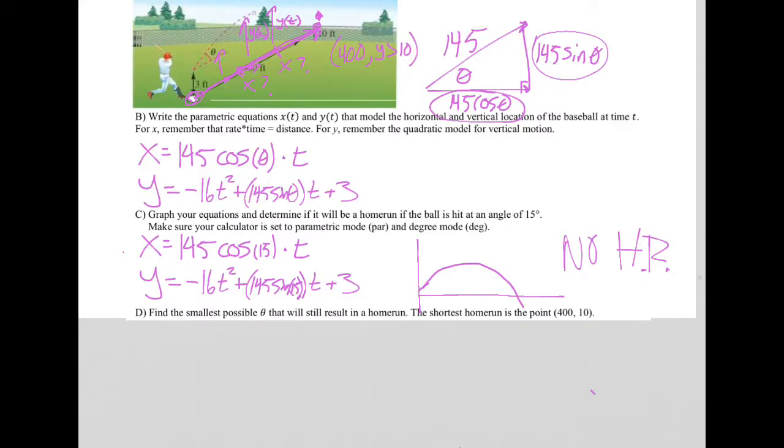Our graph doesn't know that the ground exists and the parabola is going to stop and it would bounce back up. But there you have it. Okay, now what can we do from here?